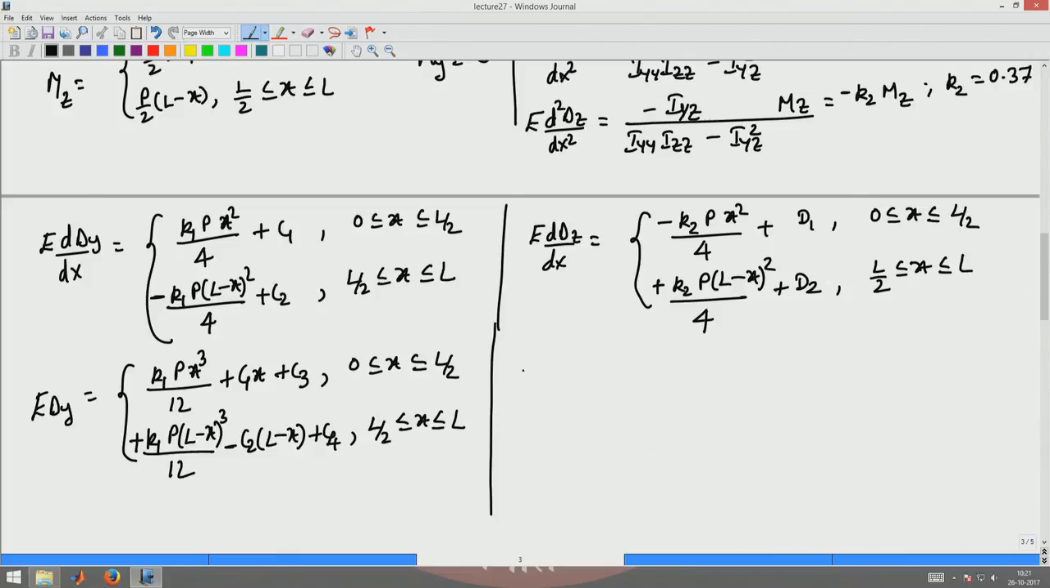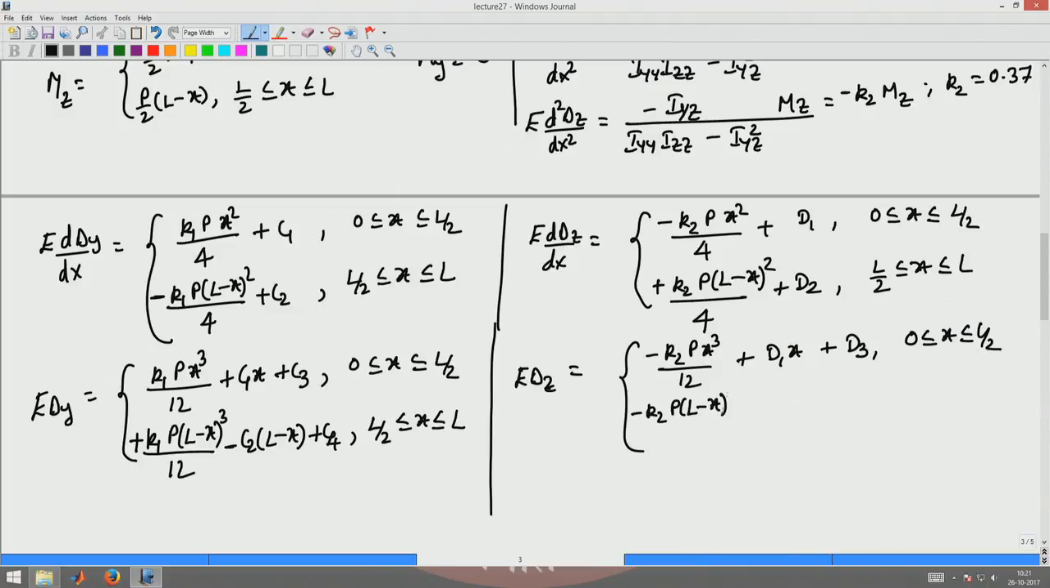Similarly, E times delta z is given by minus k2 P x cube by 12 plus d1x plus d3 for 0 less than x less than L by 2, minus k2 P L minus x cube by 12 plus, I do the same trick here, minus d2 into L minus x plus d4 for L by 2 less than x less than L.